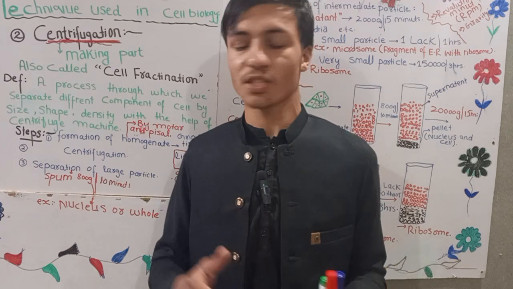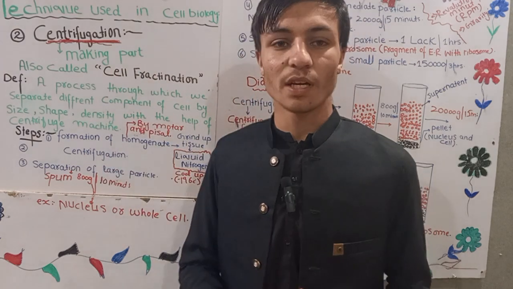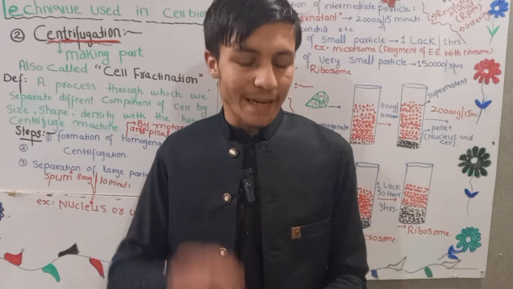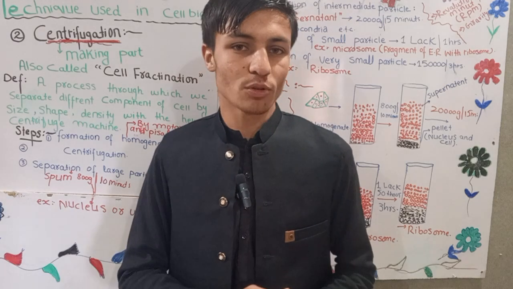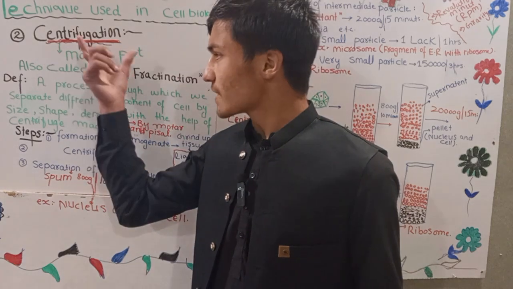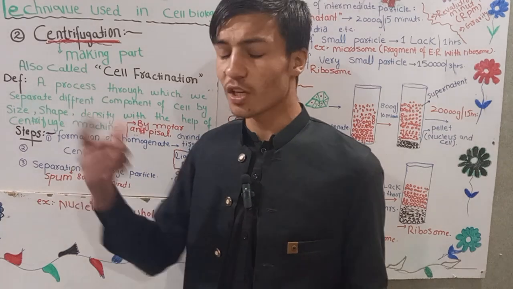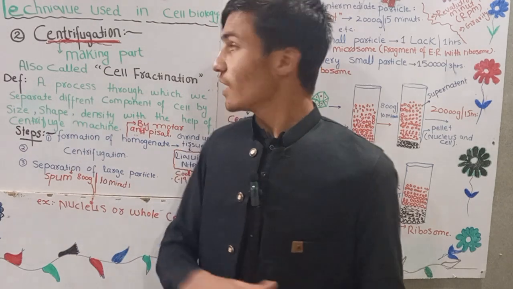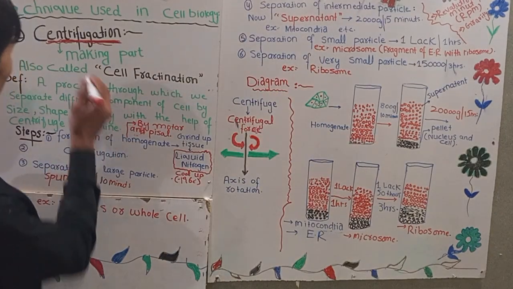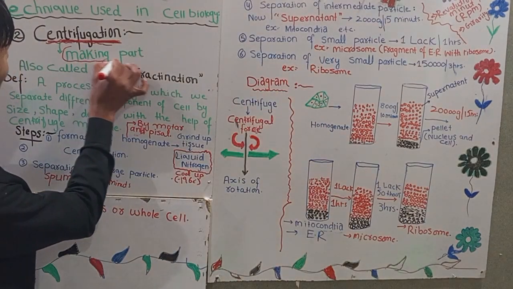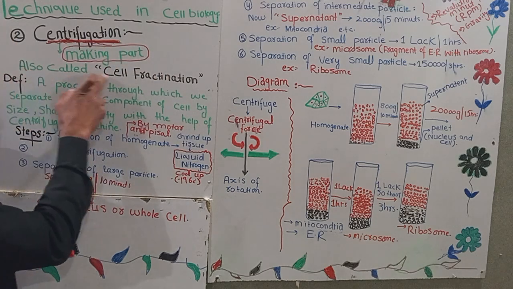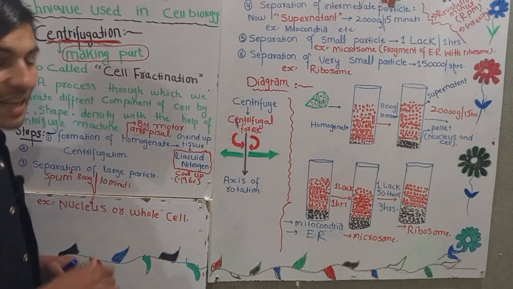Today we will discuss yesterday's topic, techniques used in cell biology, and inside it we will discuss the second technique that we use in cell biology for observation, which is centrifugation. Centrifugation means making parts, so it's also known as cell fractionation.